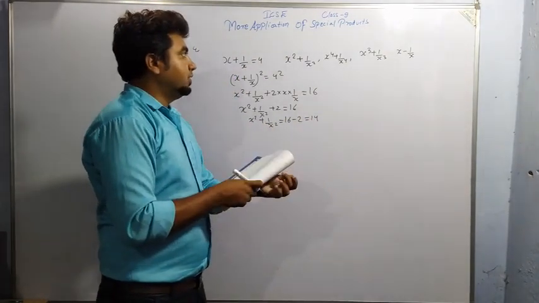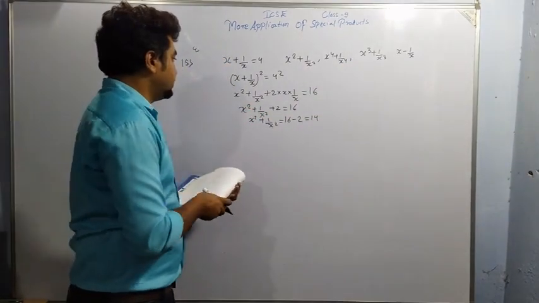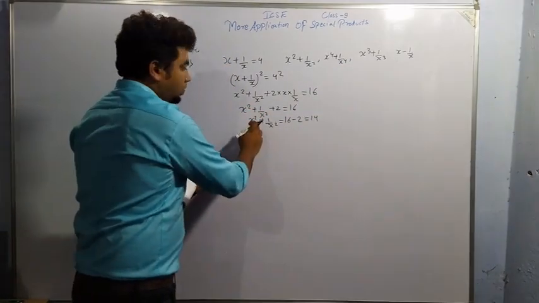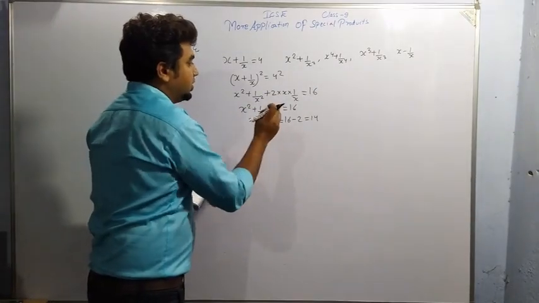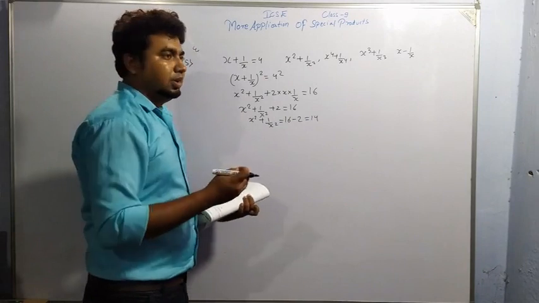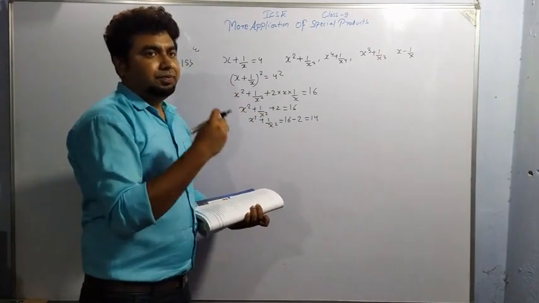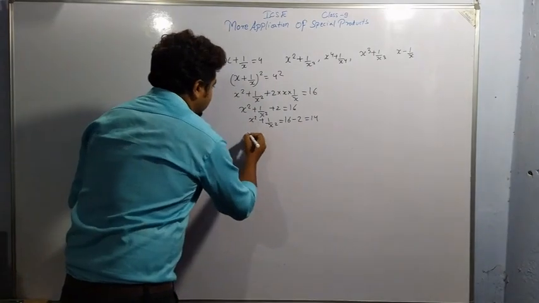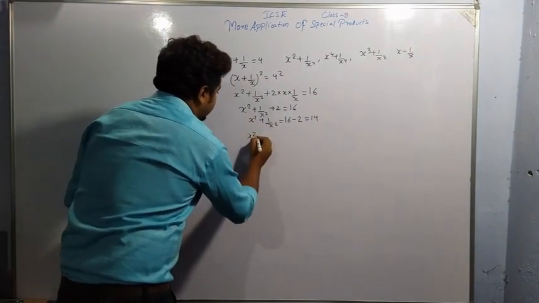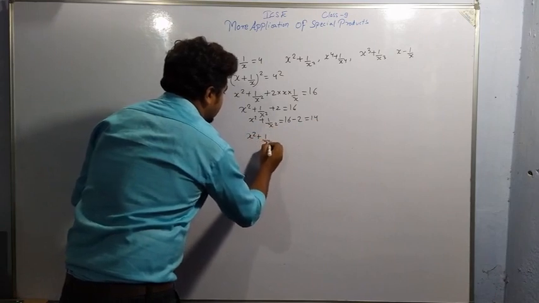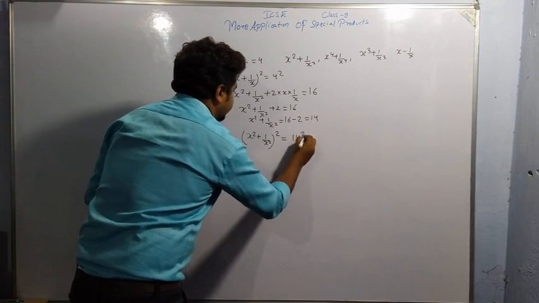Now we have to find the value of x to the power 4 plus 1 by x to the power 4. How can we get it? If we square this x square plus 1 by x square, then we'll be getting a power of a square whole square, meaning a to the power 4. So x square plus 1 by x square whole square is equal to 14 square.